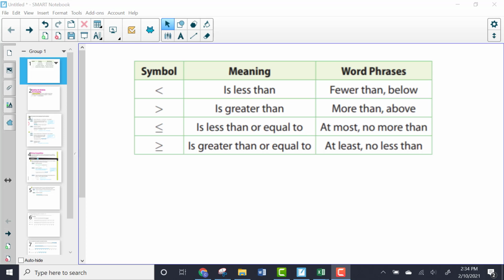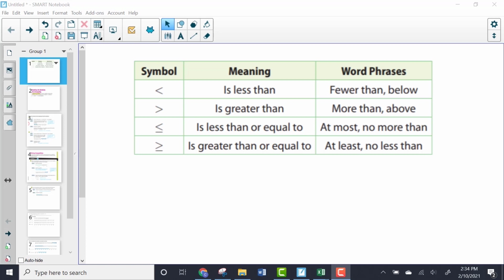Now the goal for this video is for you to understand how you can use inequalities to represent real-world constraints or conditions. Okay, so we're going to take a look at a couple of these different meanings or a couple of these different phrases and see what they actually mean.